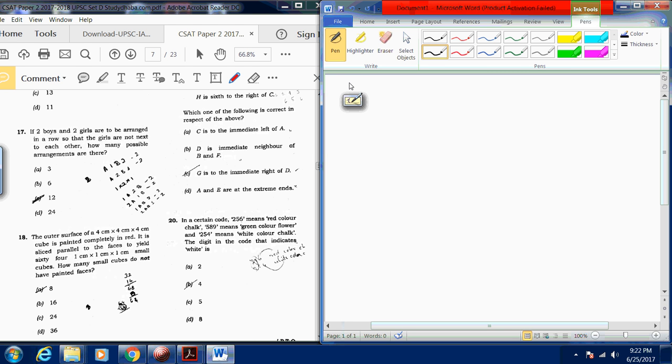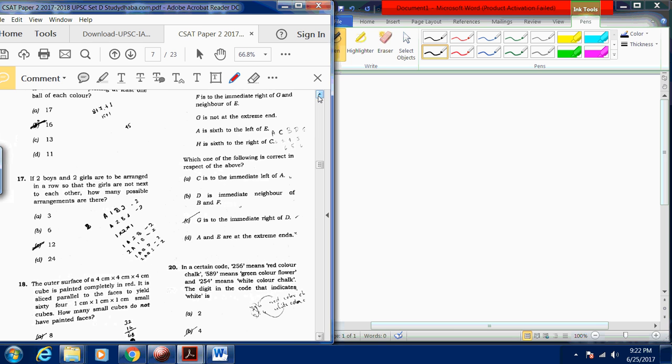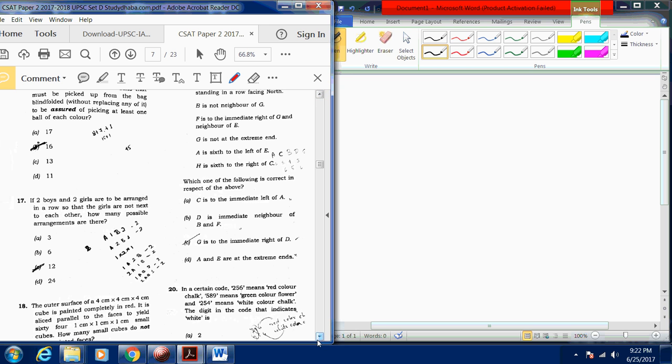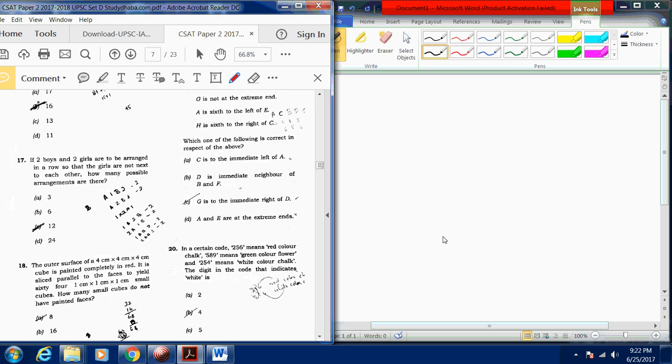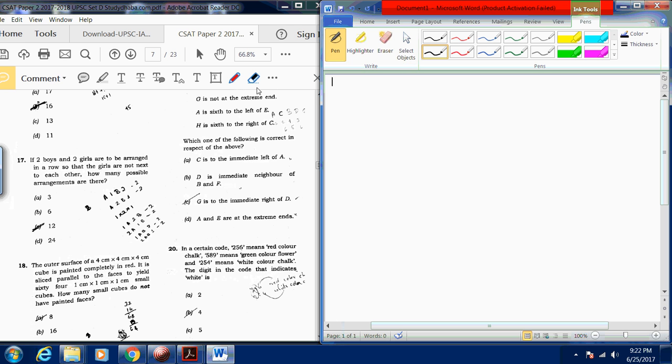So problem number 17. If 2 boys and 2 girls are to be arranged in a row so that girls are not next to each other, how many possible arrangements are there? So let's see. 2 boys, 2 girls are to be arranged in a row so that the girls are never together.